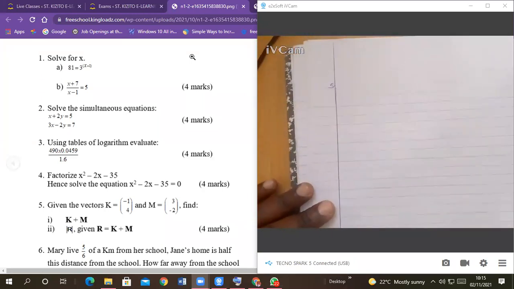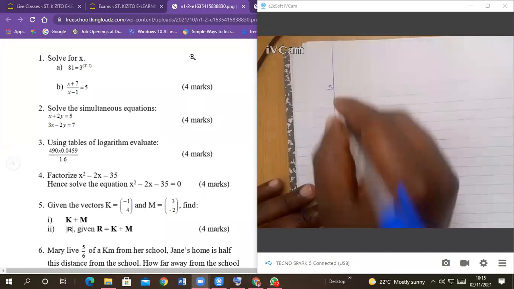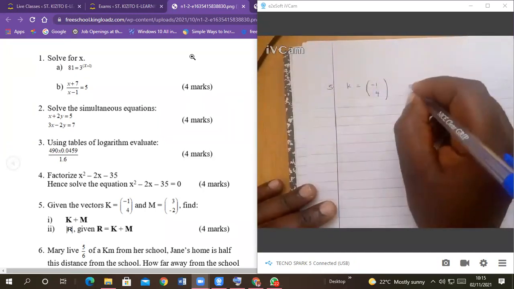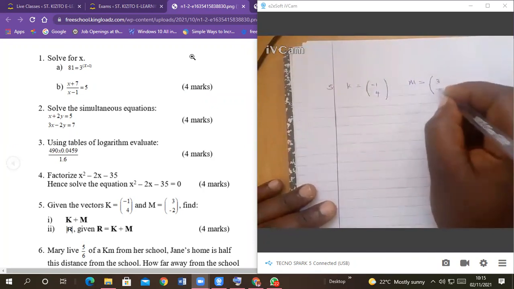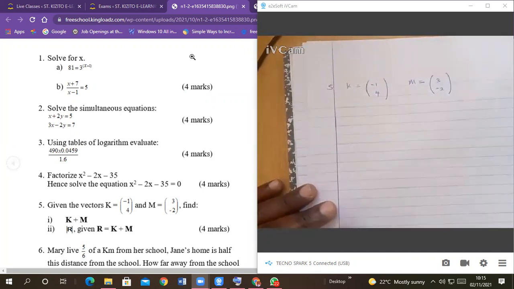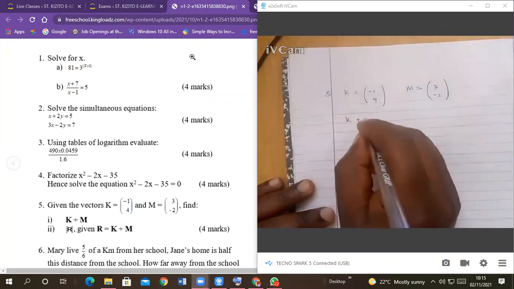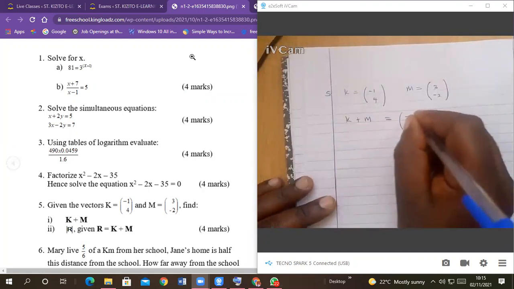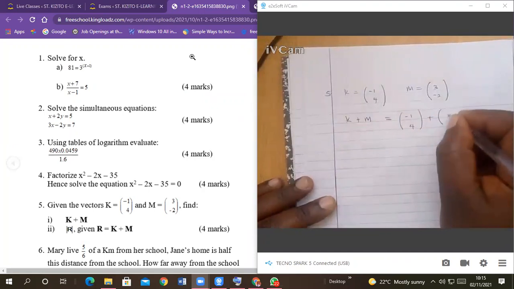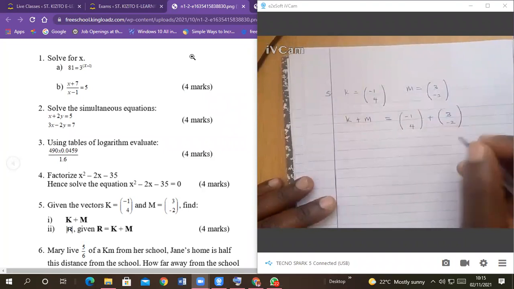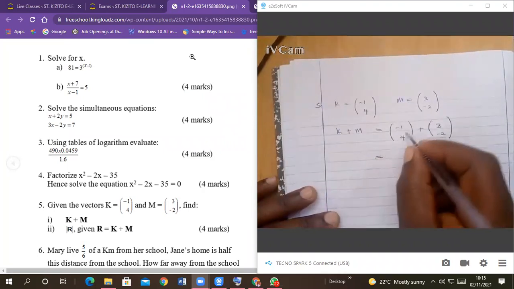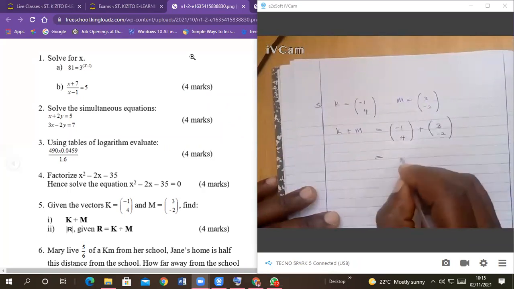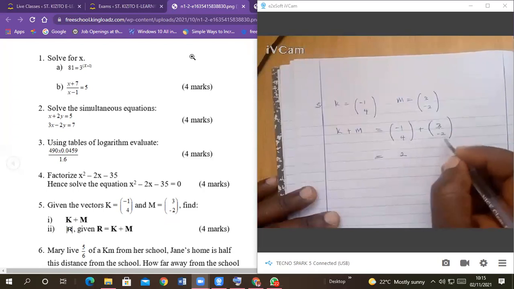Okay, number 5, they are saying that k equals negative 1, 4, and m equals 3, negative 2. Then they are saying find k plus m. Now these are vectors, and this was very easy. So negative 1, 4 plus 3, negative 2. I add this plus this. Negative 1 plus 3, I get 2, and then 4 minus 2.